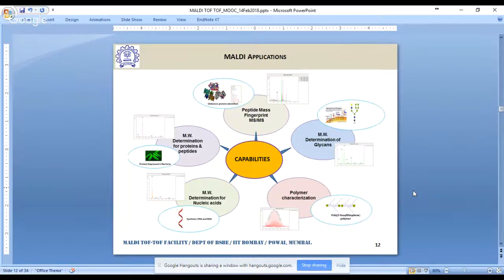A lot of people come in for end-group analysis, for molecular weight determination of their polymers, and other studies. Sugars can also be analyzed using this type of technique, and the identification of proteins from gel pieces can be done with the help of peptide mass fingerprinting. So this was a brief overview of the MALDI applications, and I hand over the session back to Professor Sanjeeva.